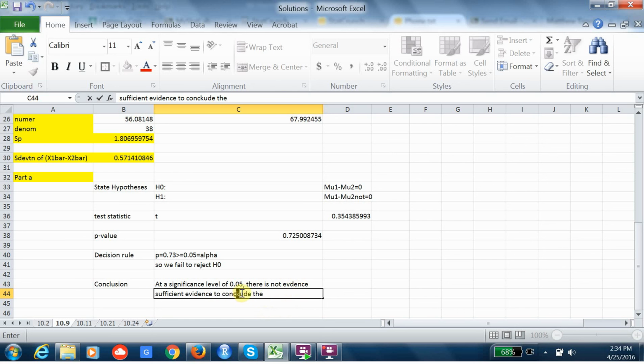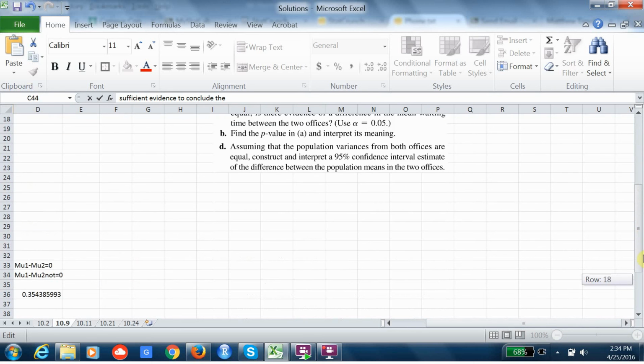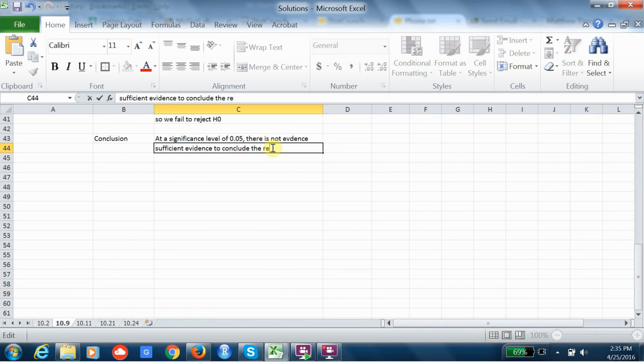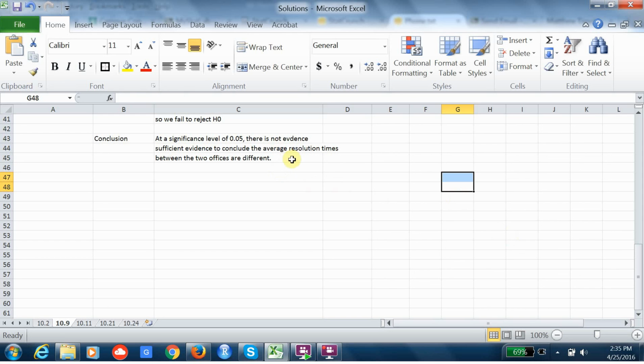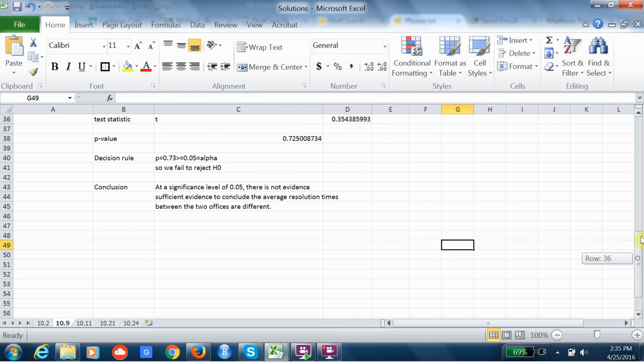What is it exactly we're looking at? The time to resolve the problems, right? So we'll say to conclude the resolution time. And we have to be a little careful. We have to say average resolution times between the two offices are different. Okay, and that's it. So there wasn't sufficient evidence to conclude that the average times were different.